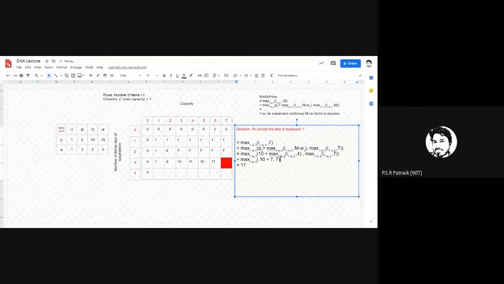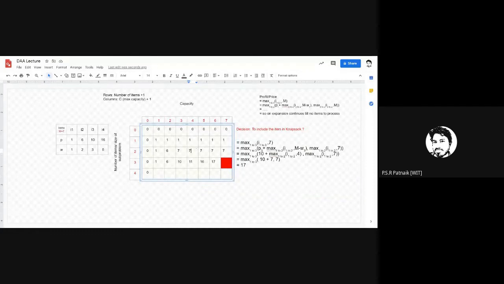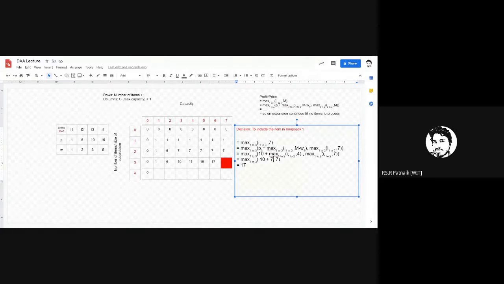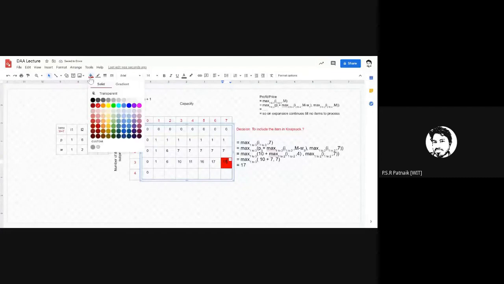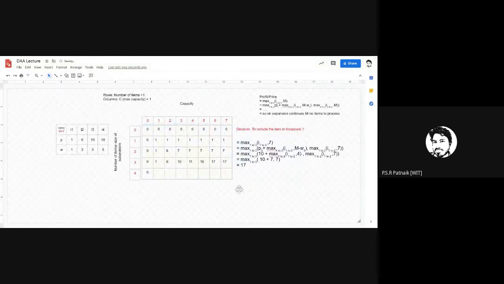This remains 7. So if this is the case, what is the maximum? 2 items to process, 4. It remains 7. And what is 1 to 2? 2 items to process, 7. Still it is the same. So what you'll get is 17. Okay, clear? Is it clear? Okay. So now let us do it for this location.